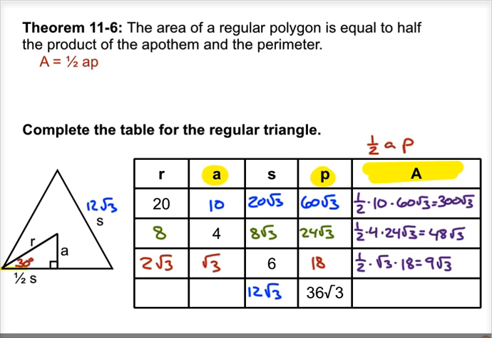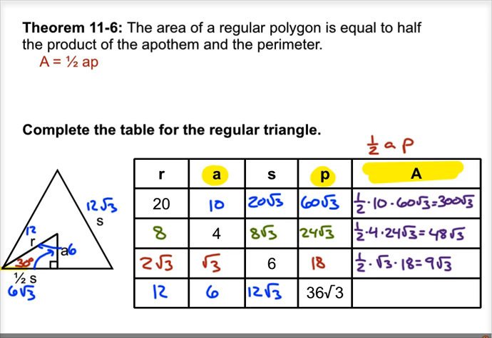Well, if the whole side is 12 square roots of 3, half of a side is 6 square roots of 3. Then if I go from there to the apothem, I need to divide by the square root of 3. 6 square roots of 3 divided by the square root of 3 leaves me with 6. And the radius is double that, which is 12.